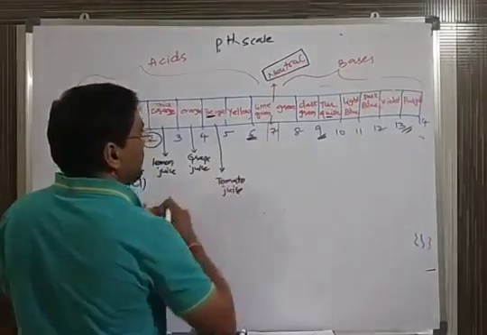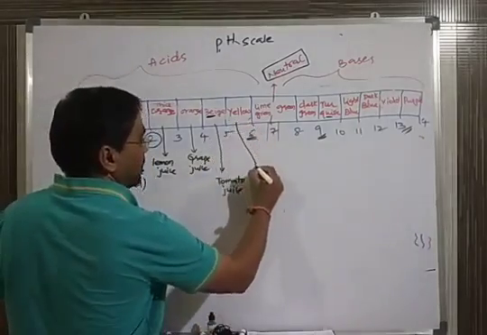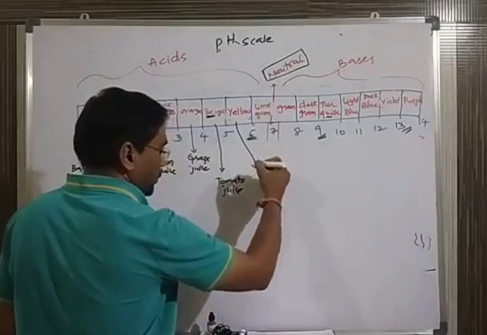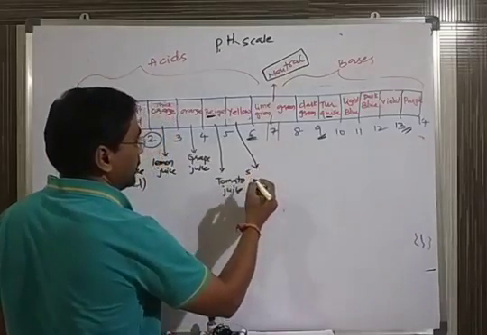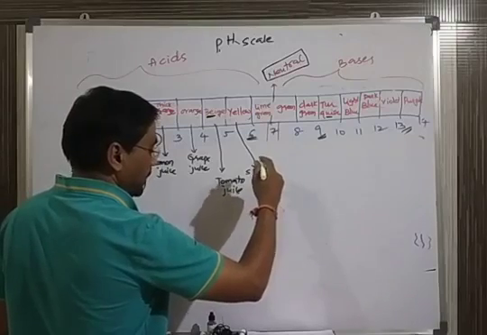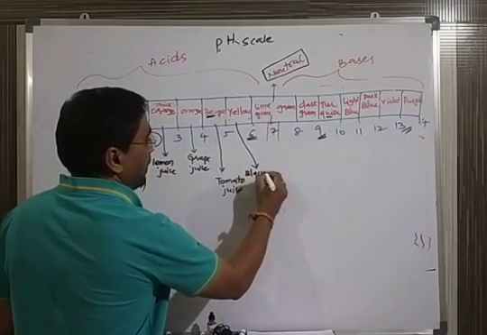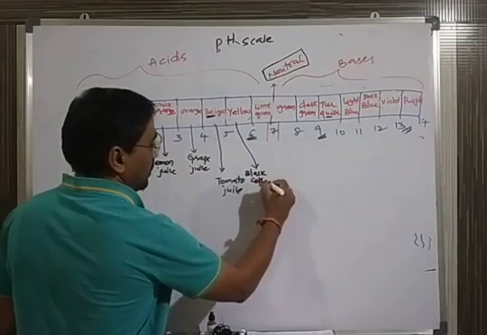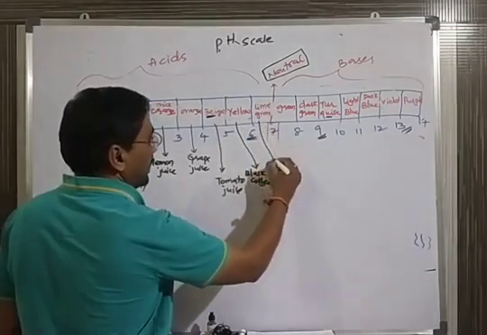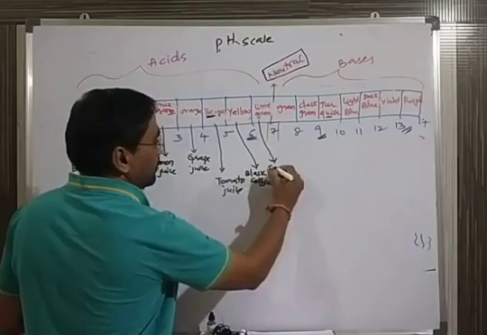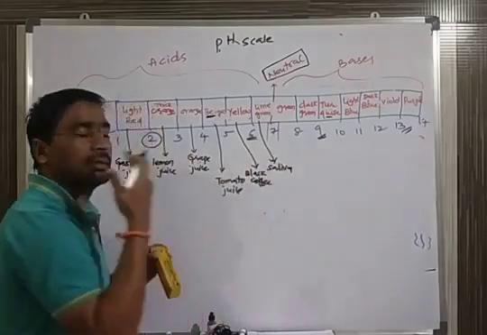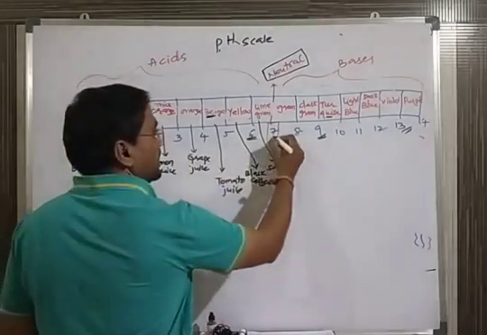Next one, if you are having tomato juice, we can get 5 to 6. Then we can have black coffee. Next one we can have is saliva in our mouth. The sample is the saliva, and you can see 7.